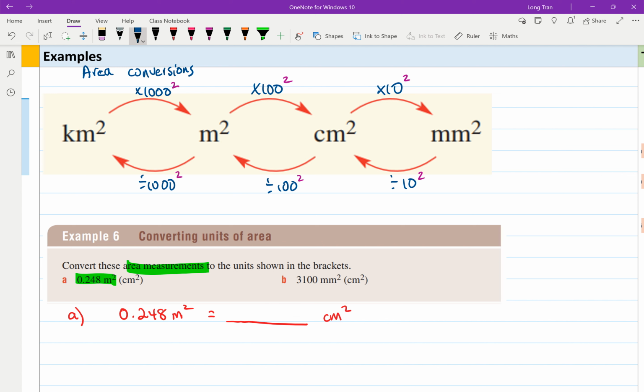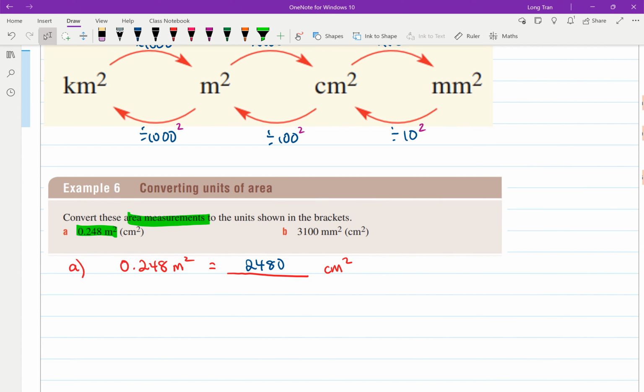Is it 24 centimeters? Oh, but it's squared. So would that mean it's... Well, you're doing it well, yes. You're almost there. 2,480 centimeters squared? You're amazing. That's exactly it.